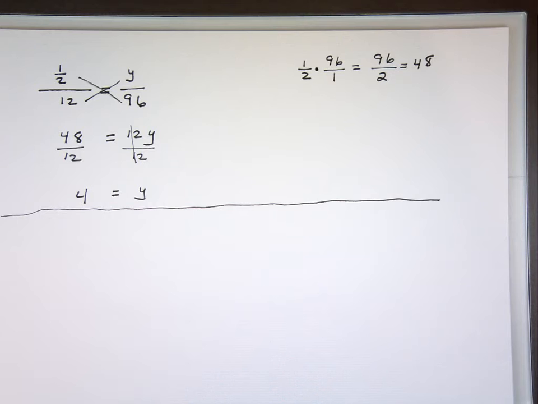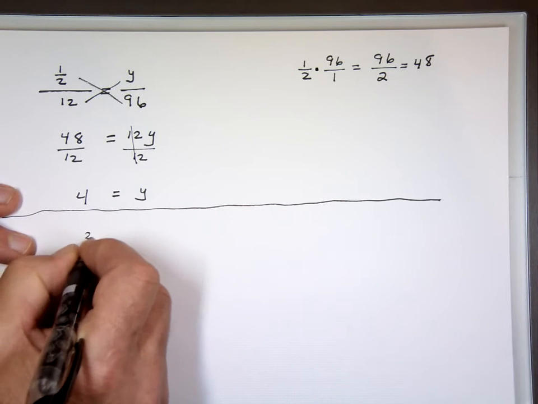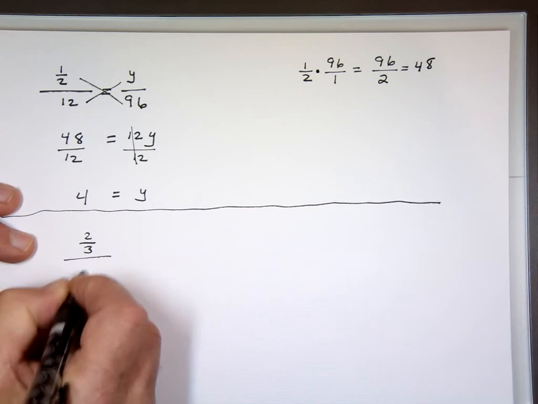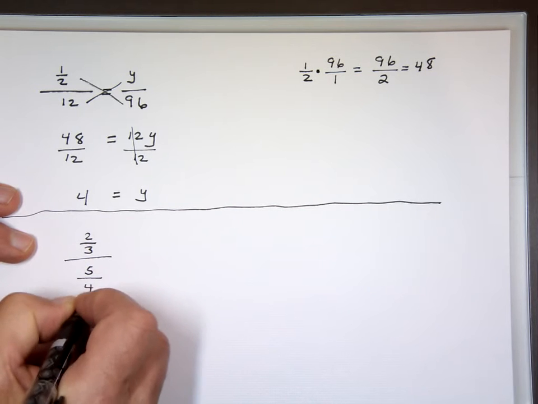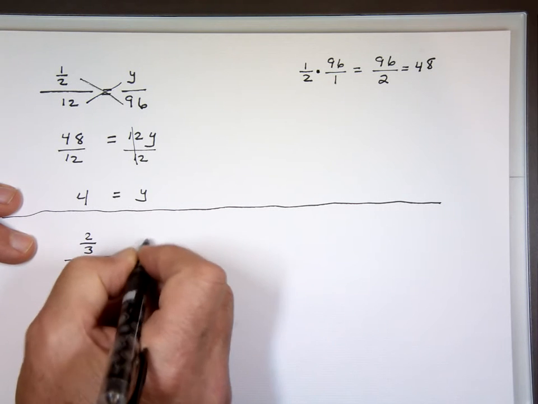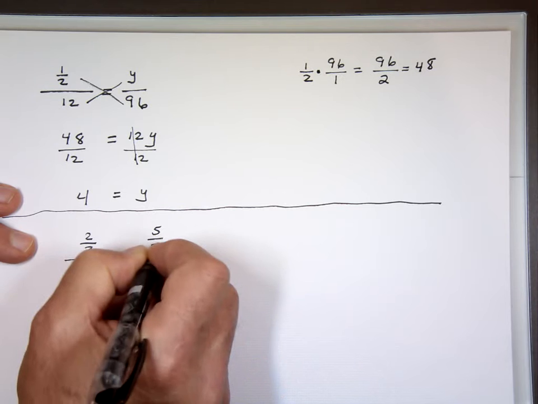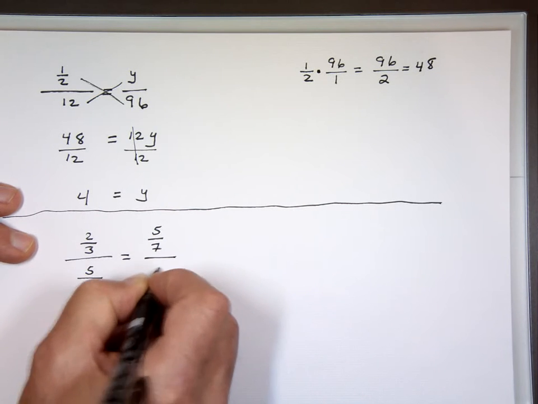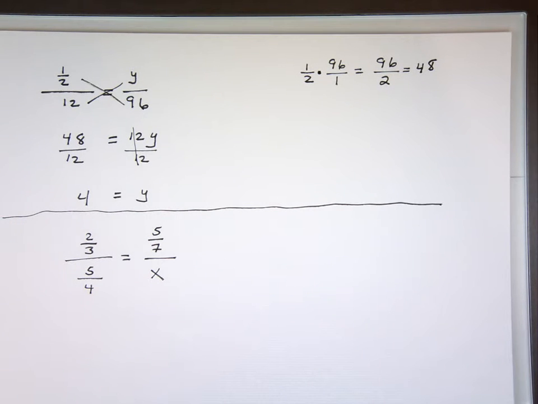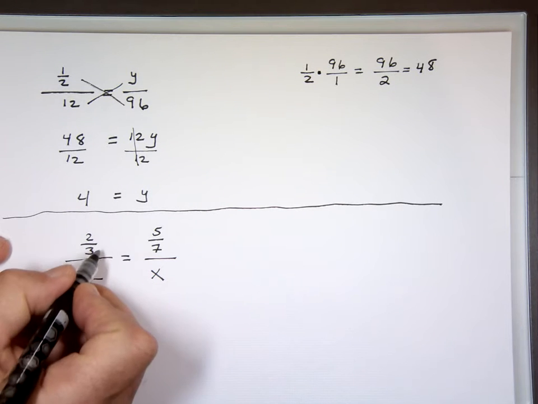I'll make an uglier one. 2/3 to 5/4 is the same as 5/7 to x. Solve for x. Cross multiply.